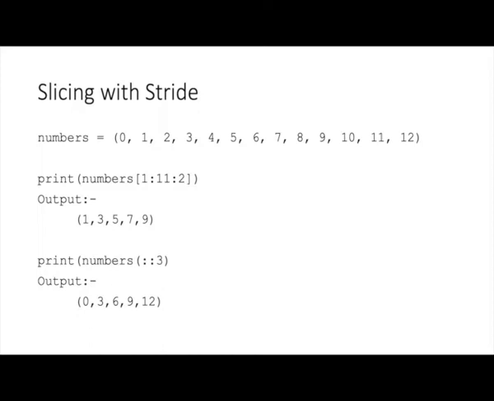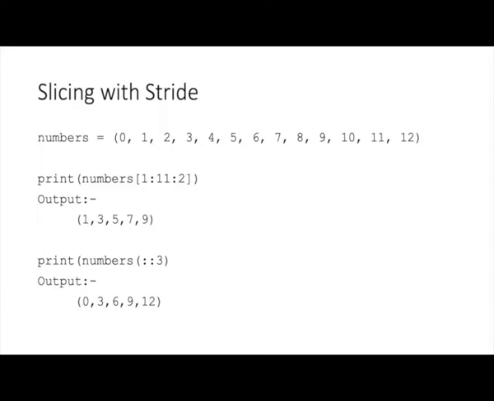So, starting from 1, it starts printing out the elements of the tuple, but now you see it skips one element because I gave a stride of 2. So, I get the output as 1, then 2 is skipped, then 3, then 5, 7 and 9. It does not go to the 11th because when I say 1 colon 11, the 11th index is actually non-inclusive. So, it prints up to 9. So, I get the output as 1, 3, 5, 7, 9.